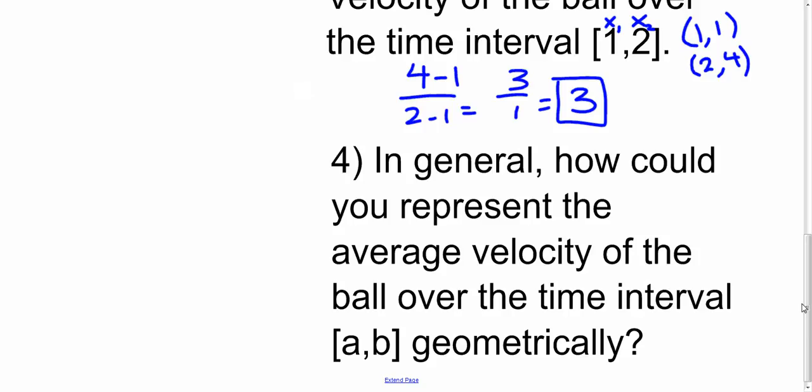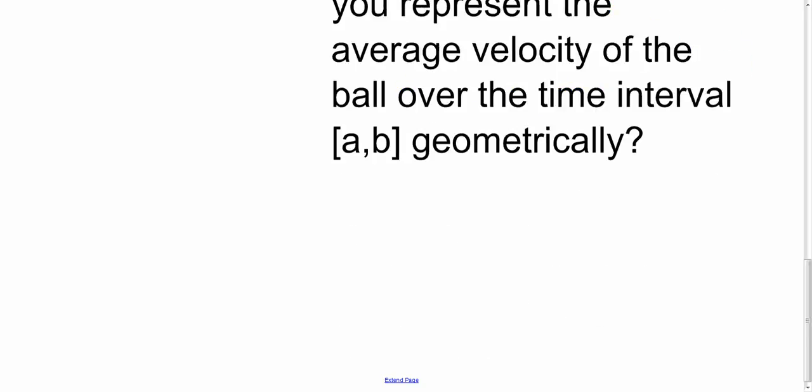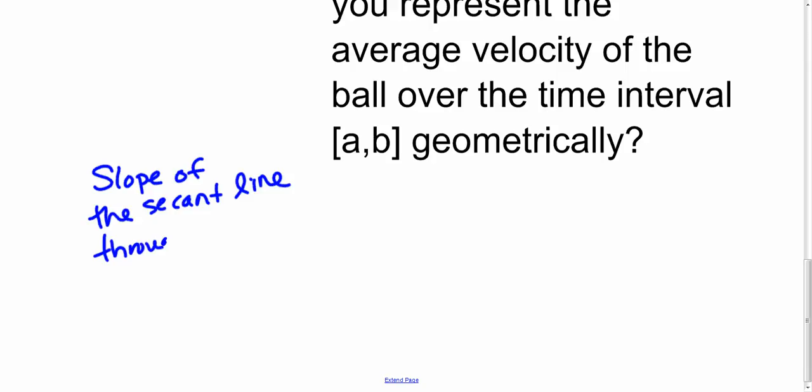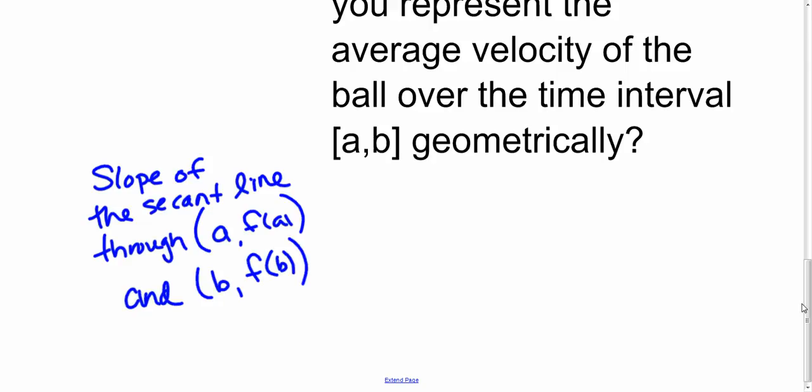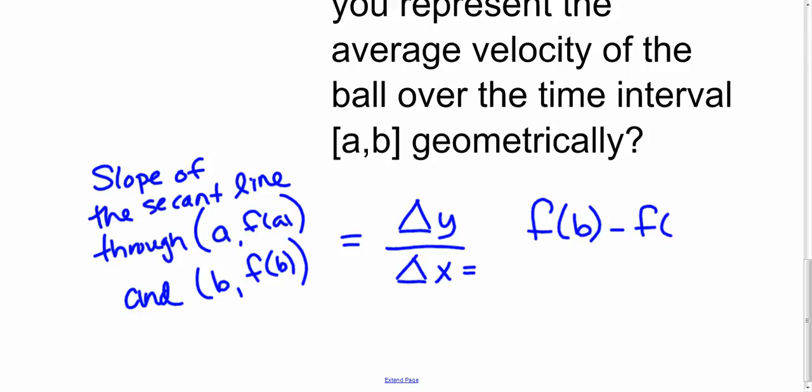So in general, how could you represent the average velocity of a ball over the time interval A, B? So in other words, if you don't have numbers in there and you wanted to just put letters in there, this is what I'm going to tell you, okay? It's the slope of the secant line through A, f of A, which is the result that you get when you plug A in, and B, f of B, when you plug B in. What that is, is the change in y over the change in x, which is just f of B minus f of A over B minus A, okay?